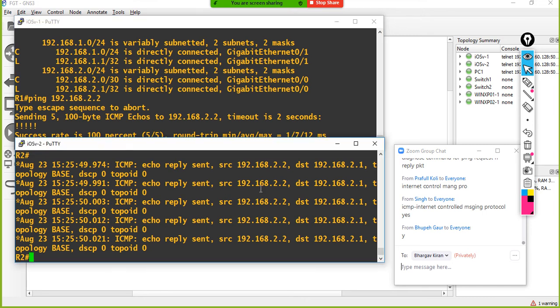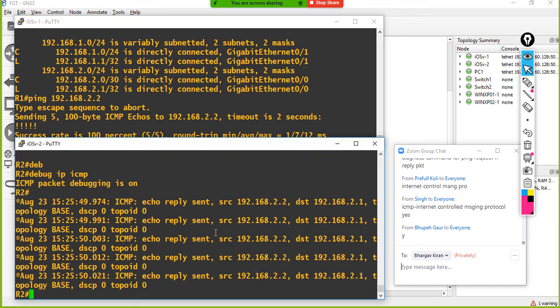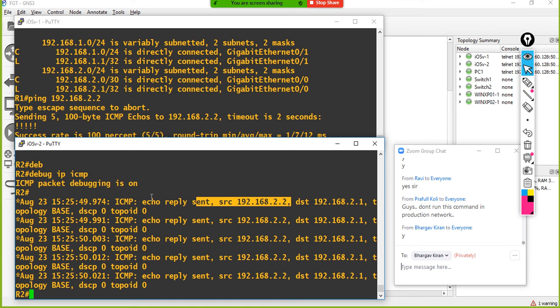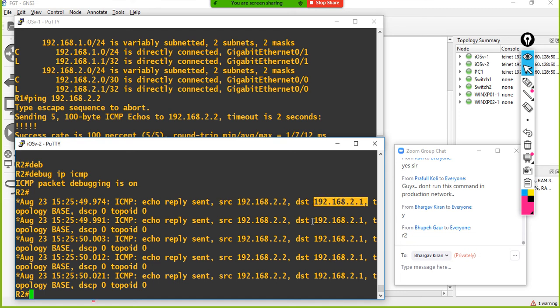Are you able to see that, everybody, guys? From router 1, whenever you try to ping 192.168.2.2, then he received it and its reply is going to be sent back. Source is this and destination is that. Did you notice that? Source is who? 192.168.2.2. Why? Because this router is replying back and the destination is 192.168.2.1. Right, guys?